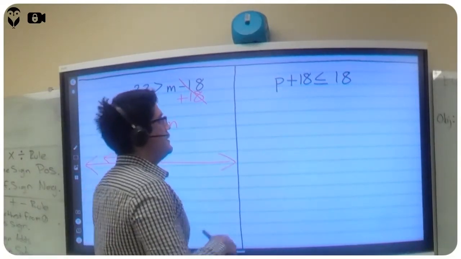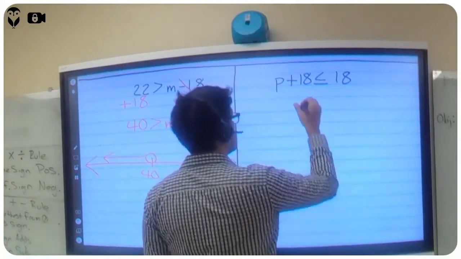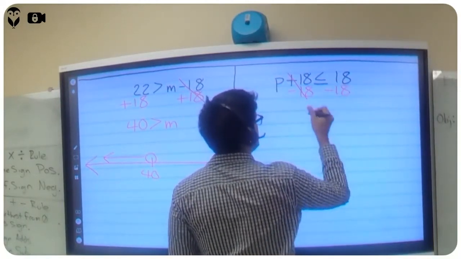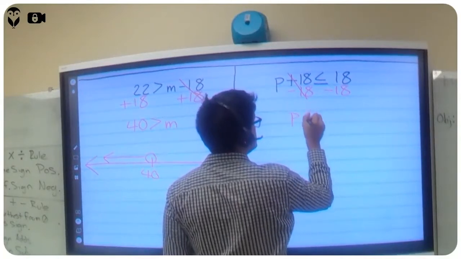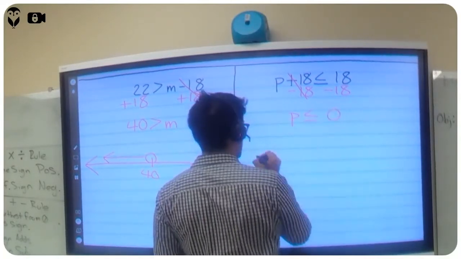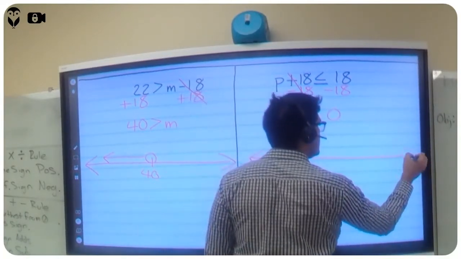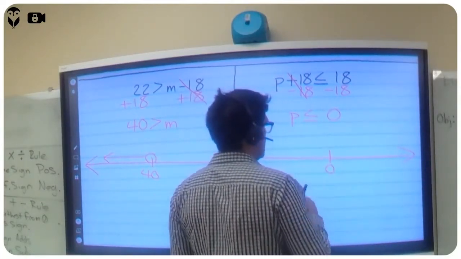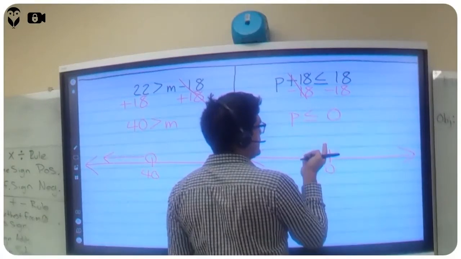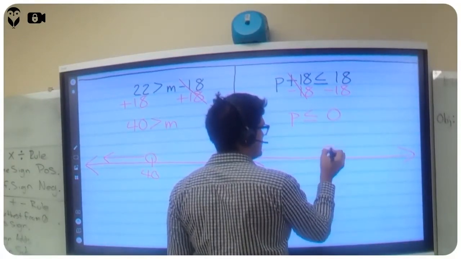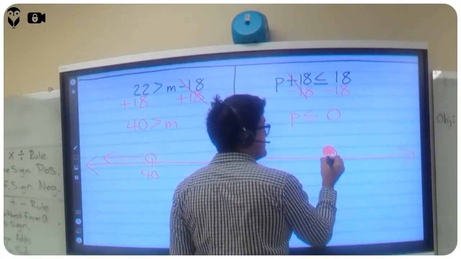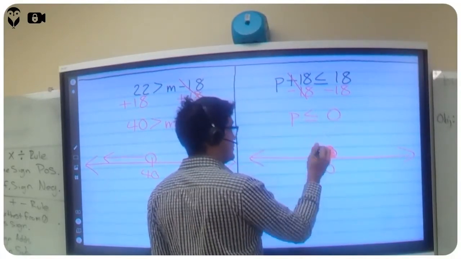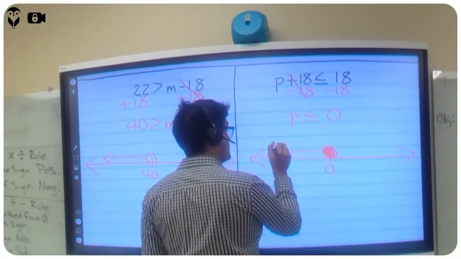Okay, here we go. Let's do this one. Minus 18, minus 18. P is less than or equal to 0. So again, there's a number line. Most chances you're going to have that 0 right here in the center. So you have the 0 here. Less than or equal to means the circle is filled in because it's allowed to be 0. So again, if P is less than 0, it goes this way.